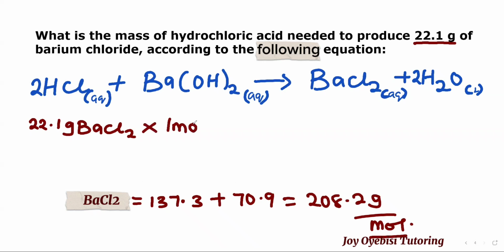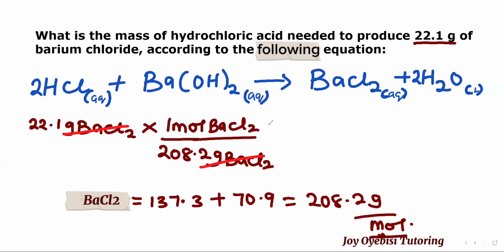So the 1 mole of barium chloride, this particular mole right here, is going to be on top, okay? And then the grams is going to be below. And you're doing this because you want these 2 grams to cancel out. All right? And then we're going to have 1 mole of barium chloride left.